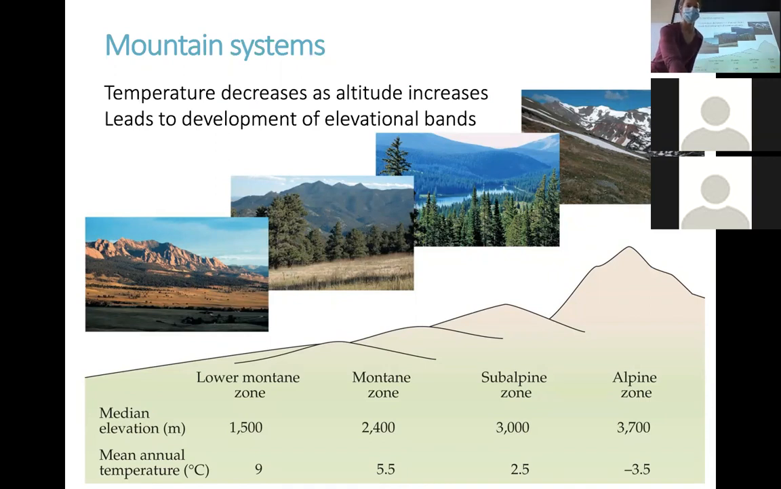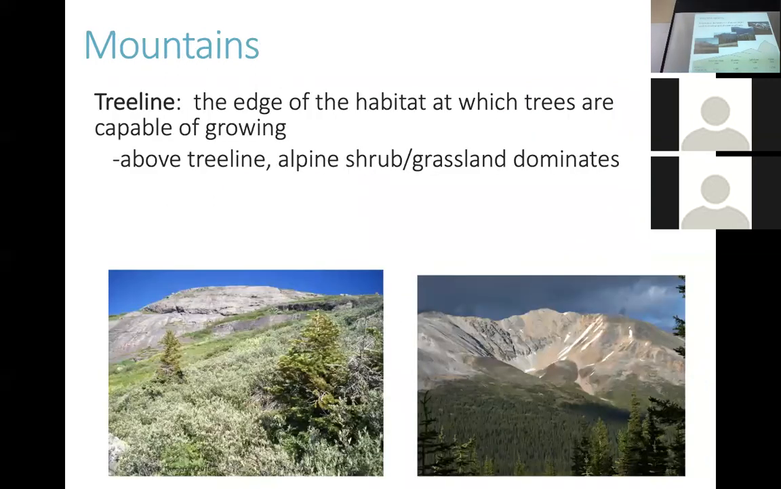The only really important band or area of a mountain you need to know is called the tree line. And the tree line is basically the end point for where trees will grow. So you can move up a mountain. At the base, there's plenty of trees. As you get up to a certain point, trees can't grow any higher on a mountain.